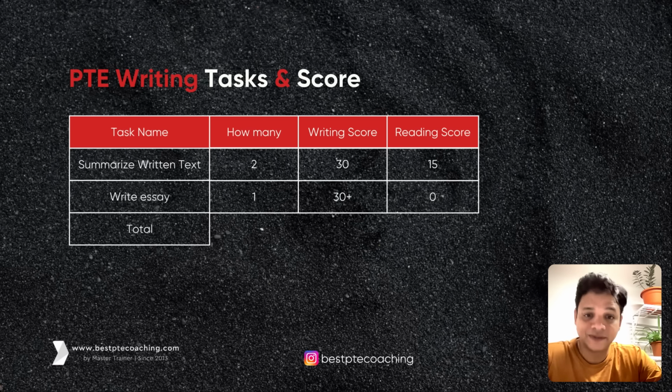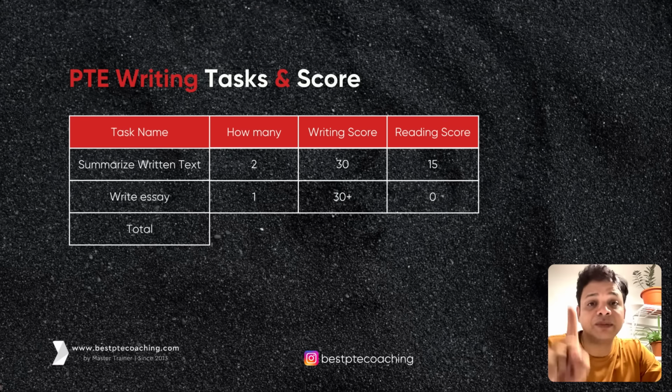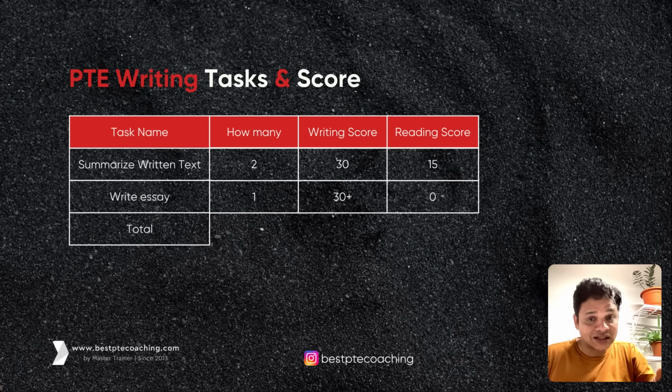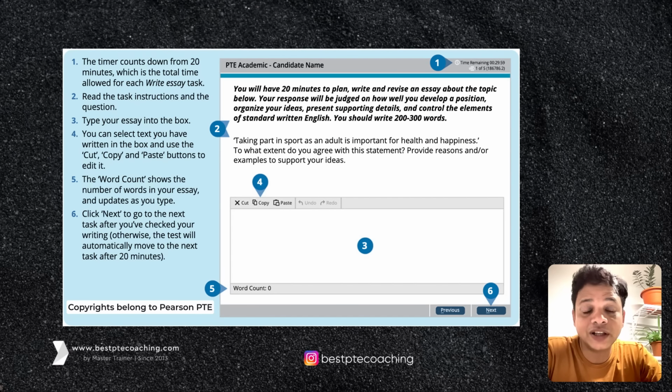Timing, we will once again get that into context. Summarize written text: each question comes with 10 minutes. In 10 minutes, you have to read the passage, identify the crucial points, club them into one sentence, and write a summary in less than or up to 75 words, in one sentence. Whereas for the essay, you have 20 minutes per essay. You are expected to read the question and write a relevant and sufficient answer for the topic given. That's what you do there.